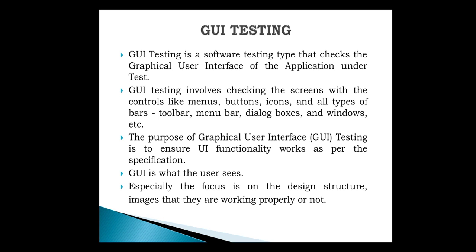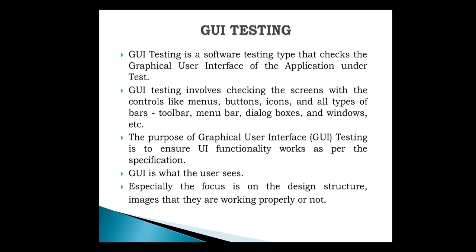Next is GUI testing. In GUI testing, you need to check the graphical user interface of an application under test. So you are going to check the interface of an application. GUI testing involves checking the screens with controls like menus, buttons, icons, and all types of bars like toolbar, menu bar, dialog boxes, and windows, etc. The purpose of graphical user interface testing is to ensure user interface functionality works as per the specification. Means you are going to ensure that the user interface functionality is according to the specification or not.